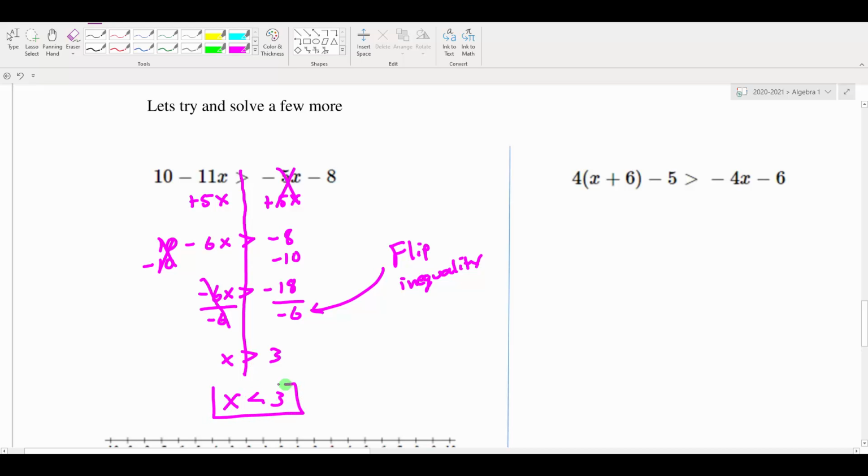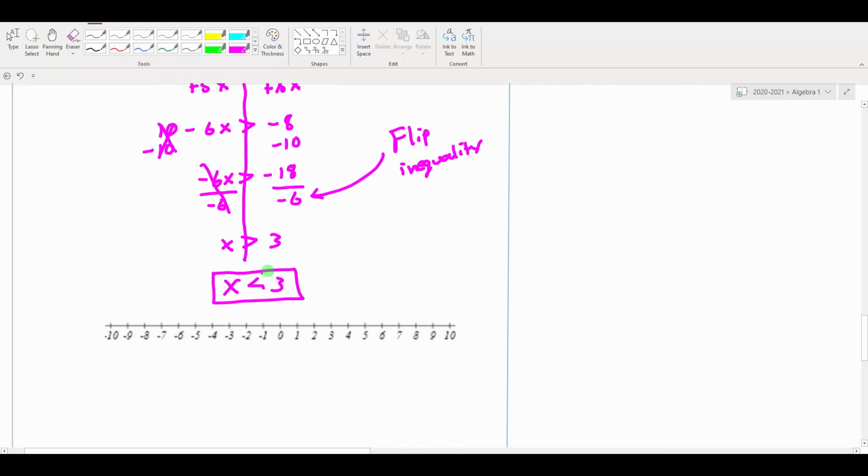Okay, so this is our final solution set. Right, so any number less than 3 is going to satisfy our inequality. So I'm going to go down here to my graph. I'm going to find 3, and since we do not have an equal to bar, I'm going to use an open dot, and I'm going to shade everything to the left, just like this. And then I throw an arrow on it.